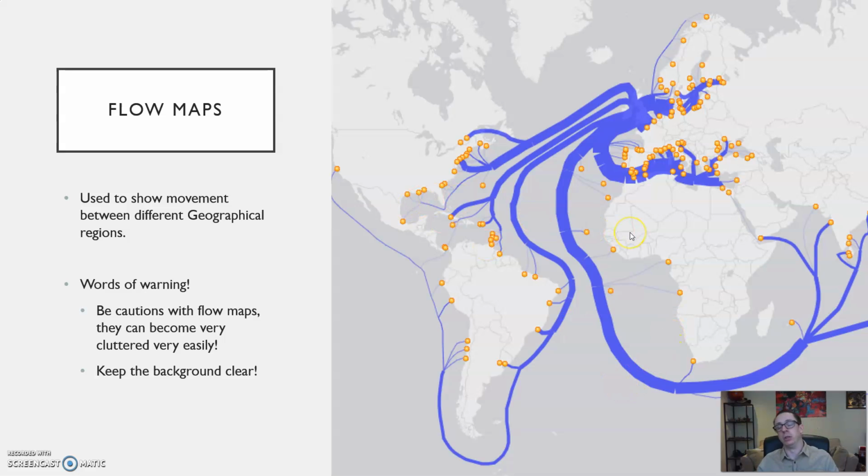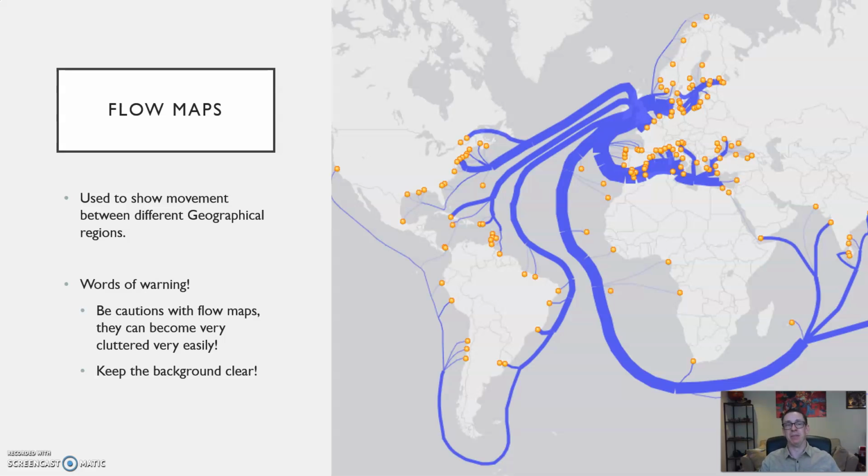And you can do this with a bunch of different things. Common ones you see today are air travel routes, sea trade routes, things like that. Some words of warning with things like this, if you were ever trying to make one, is be careful. It's very, very easy to make flow maps look really, really cluttered. So with that, you need to make sure the background of the map's got nothing extraneous on it that you don't really, really need.